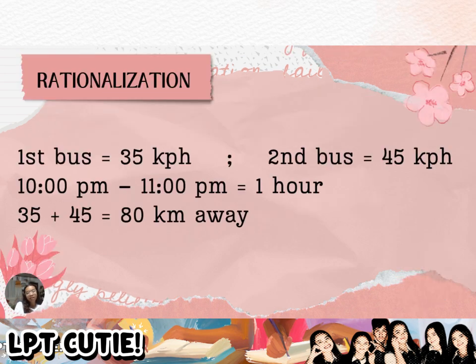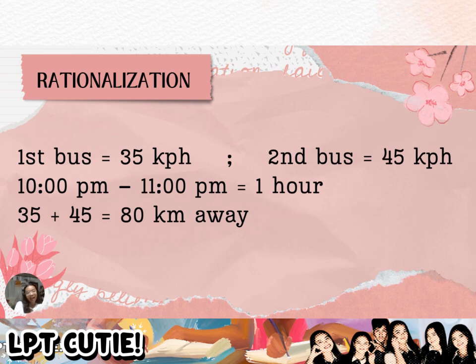So how did we do this? First, we have the first bus running at the speed of 35 kilometers per hour, and it is also given that the second bus is running at the speed of 45 kilometers per hour. Since we have 10 p.m. and 11 p.m. as our interval, we have a 1 hour interval for both of the buses. So we just have to add 35 plus 45 kilometers per hour, and we will get 80 kilometers per hour away from each other. So basically, you just have to add both of the speeds together so you don't have to overthink.